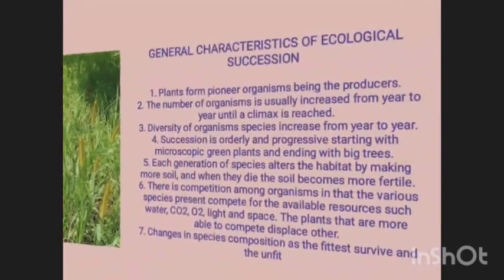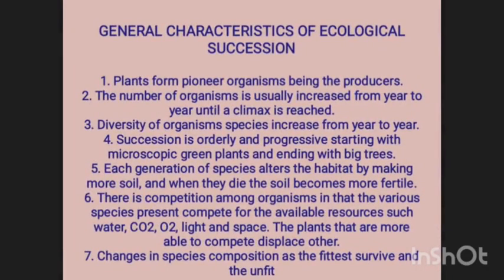Let's move on. Let's look at the general characteristics of ecological succession. Number one, the plants form pioneer organisms, being the producers. Now, the word pioneer simply means the first set of plants that first of all germinates on that land.